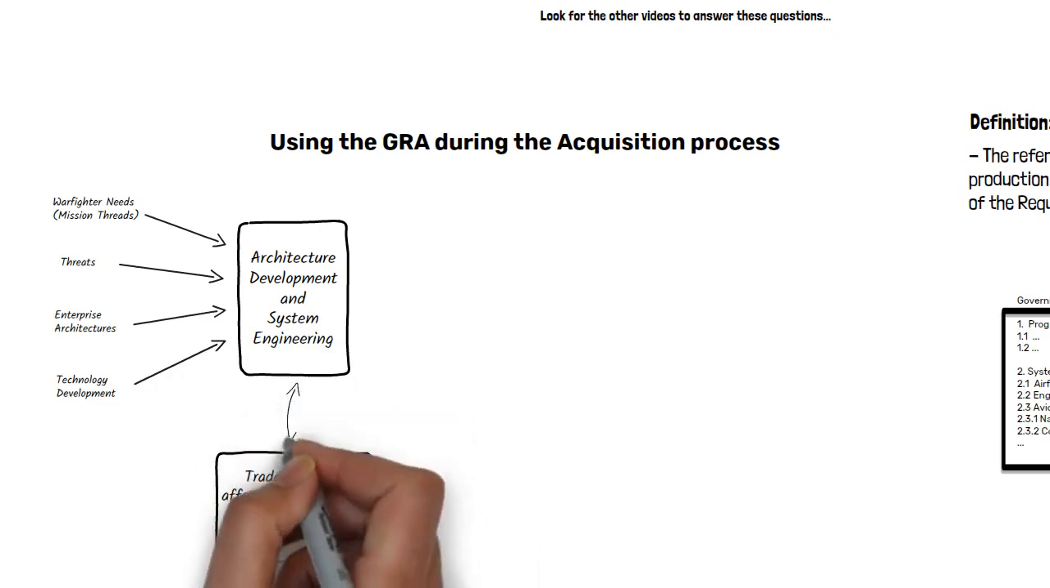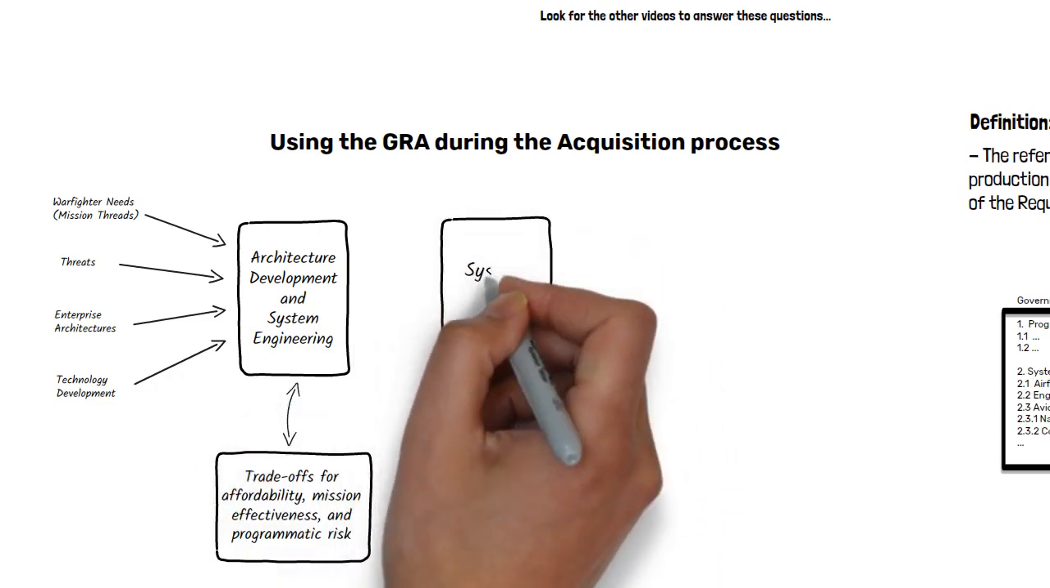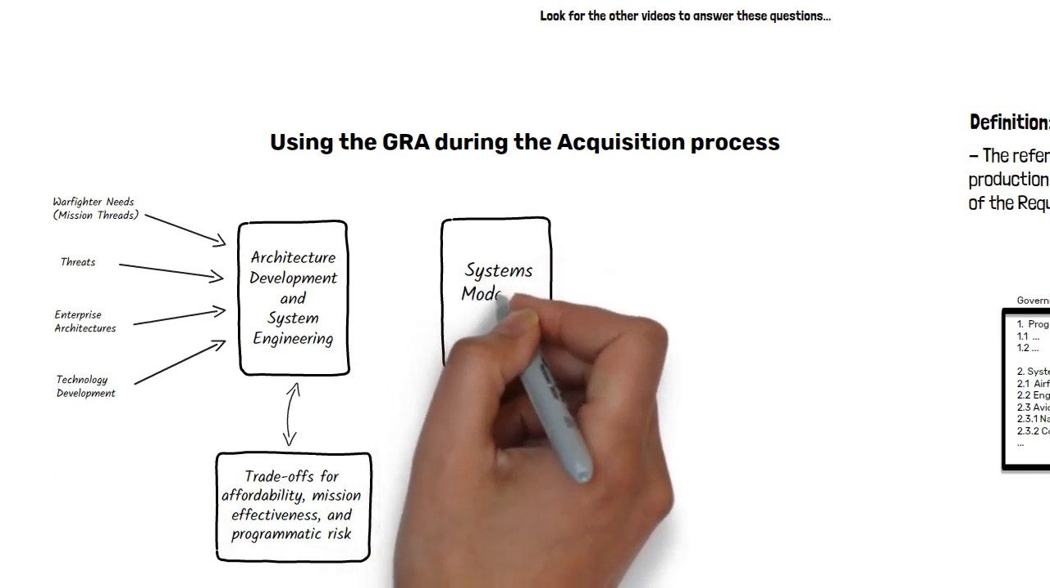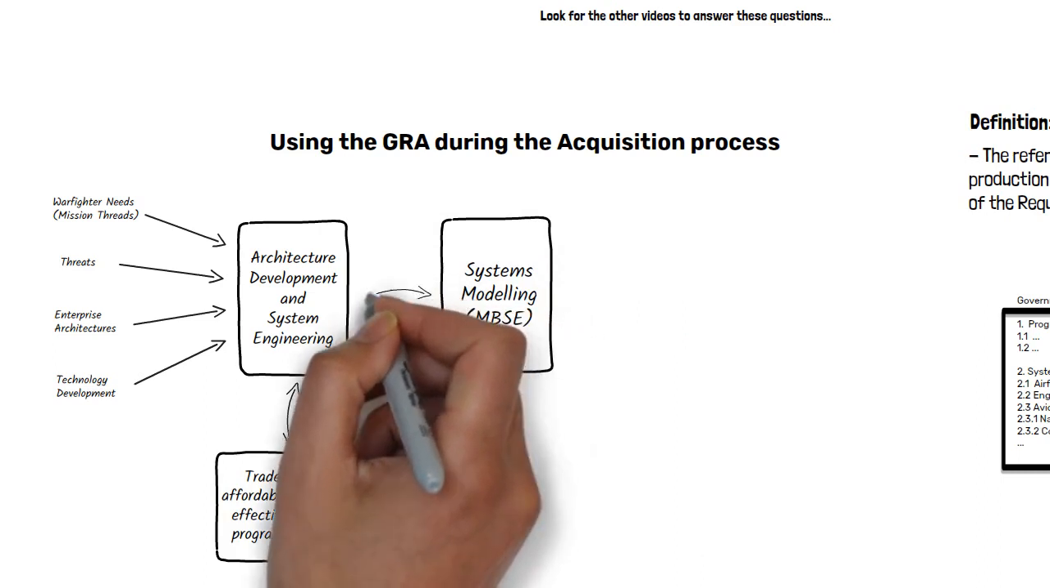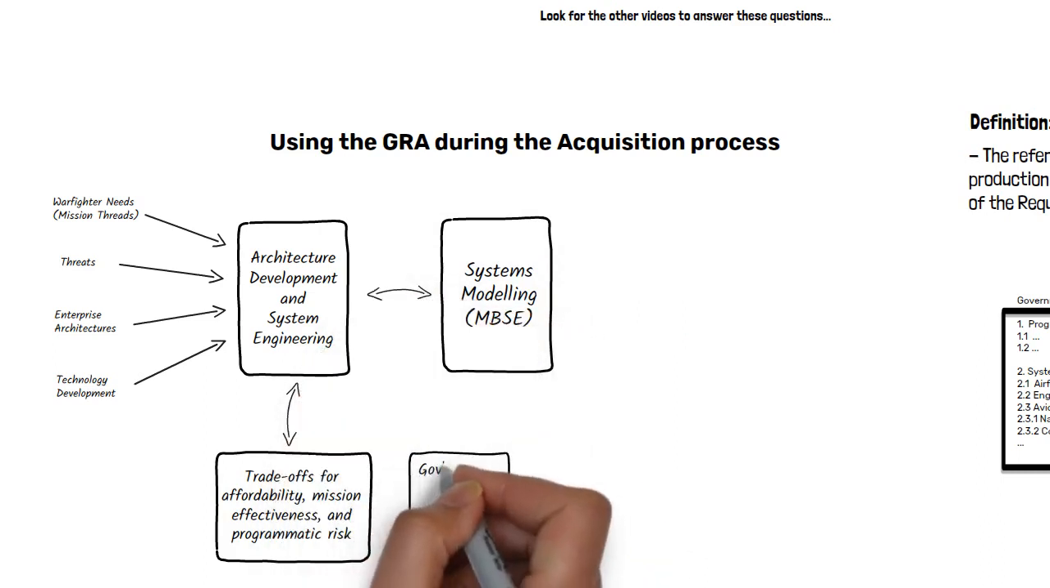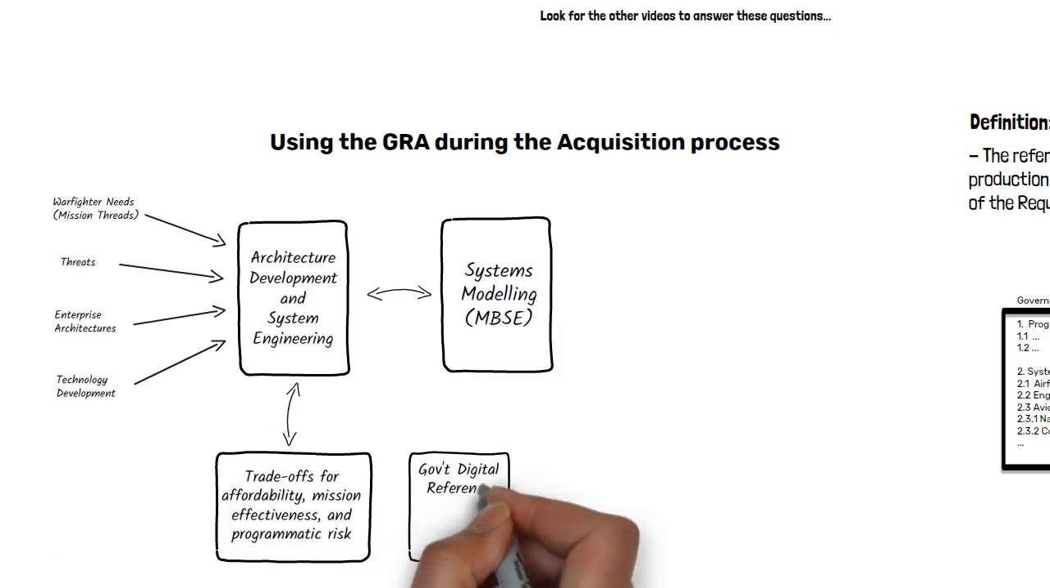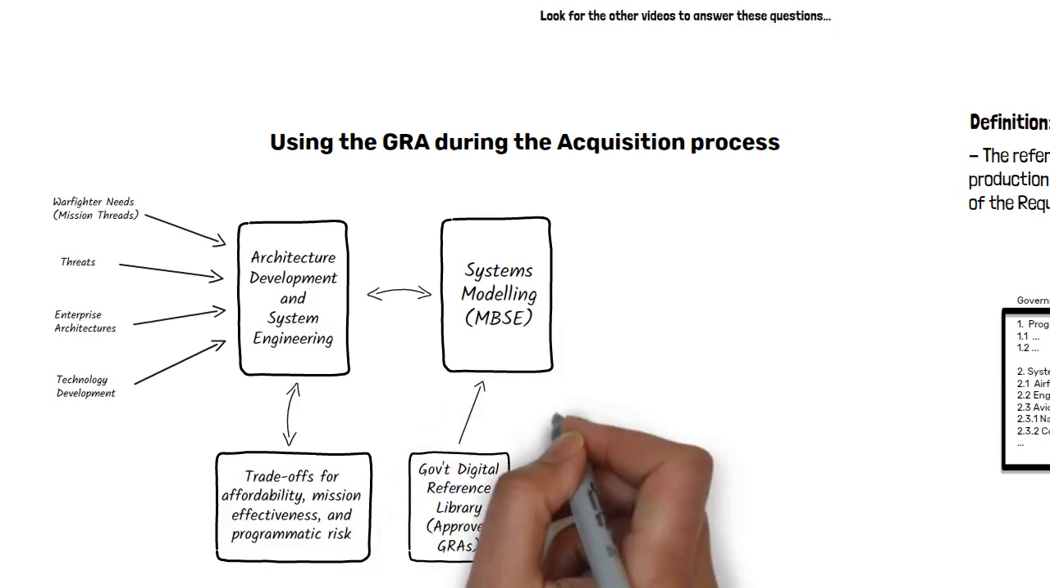This analysis should be accomplished using model-based systems engineering, or MBSE, by building the models for the system and details for the interfaces with existing systems. This work will be significantly accelerated by reusing GRAs from the reference library for existing systems and the enterprise modeling standards.